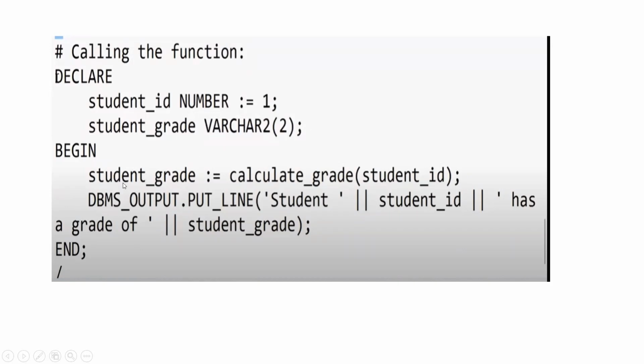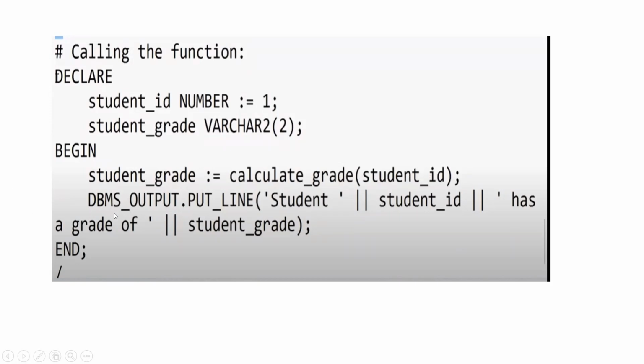So what do you have to calculate? Begin. This is the function name, calculate grade. See, we are calling that function here. So student grade is equal to what? Student grade, see, here we have declared it. So student grade is equal to the function calculate grade of the student ID.